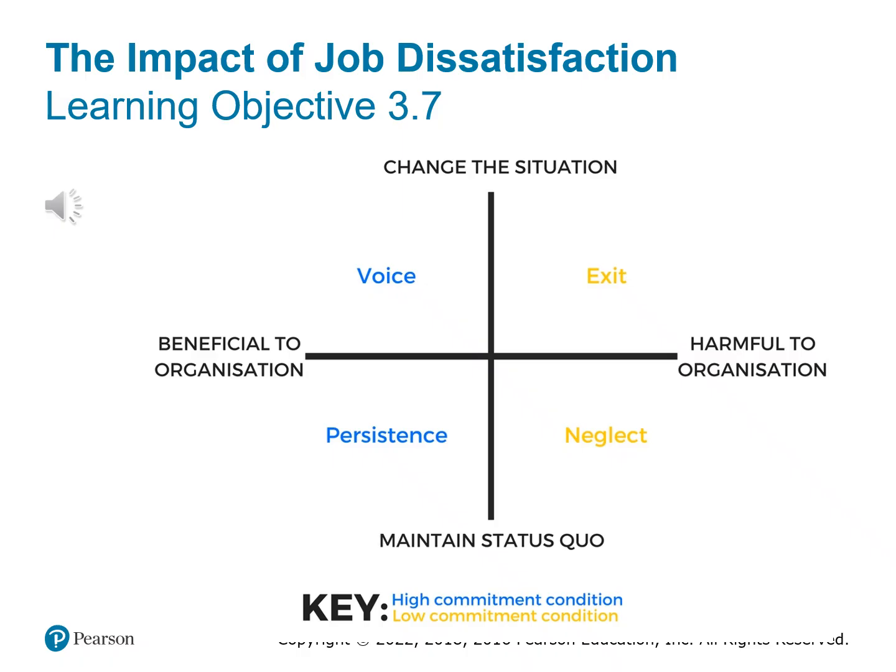Exit is just what it sounds like. It involves directing behavior toward leaving the organization. It may or may not include the actual departure, but it does include both looking for a new job, updating or distributing your resume, as well as the act of resigning. Neglect involves passively allowing conditions to get worse. It might include an employee's chronic absenteeism, reduced effort, or increased error rate.